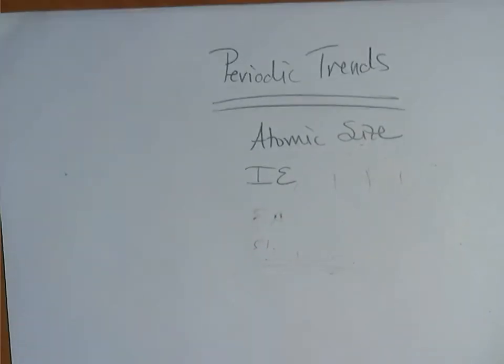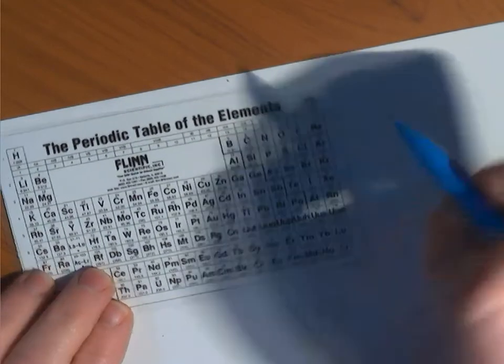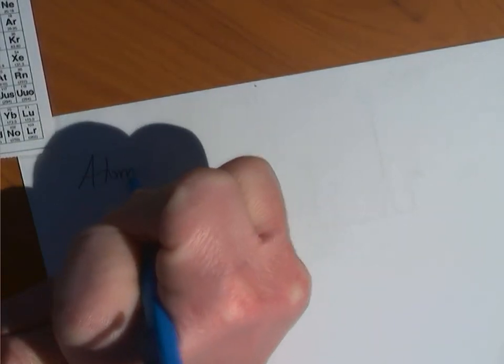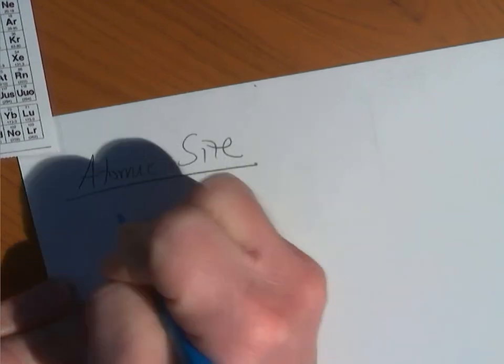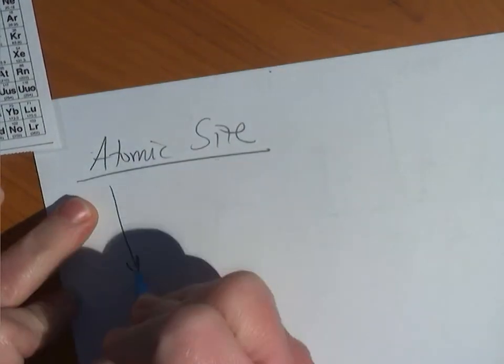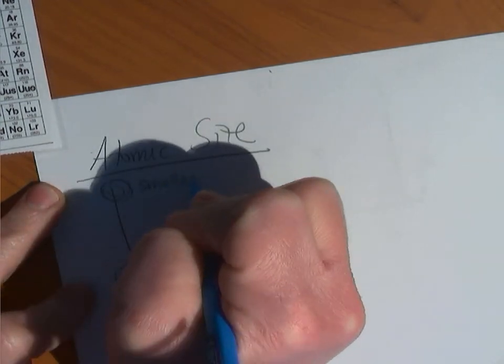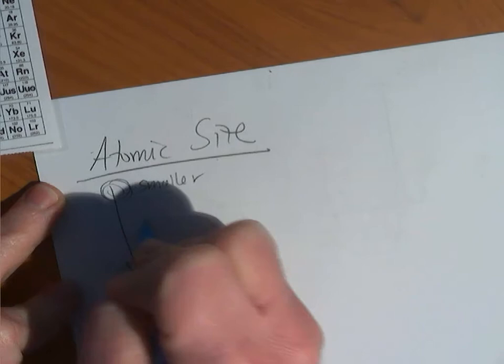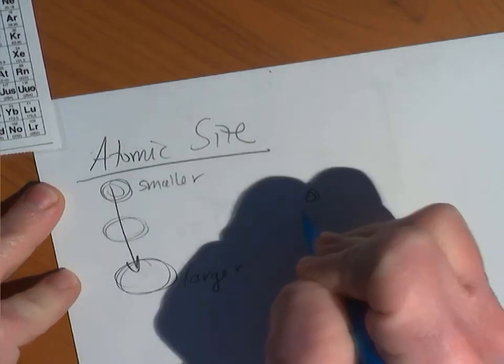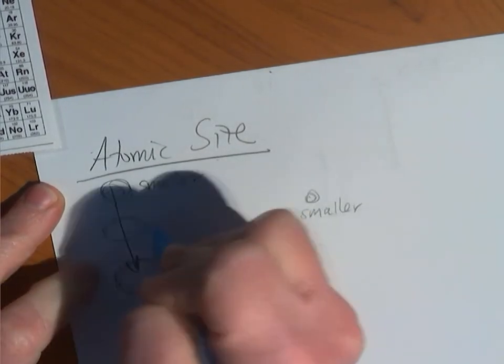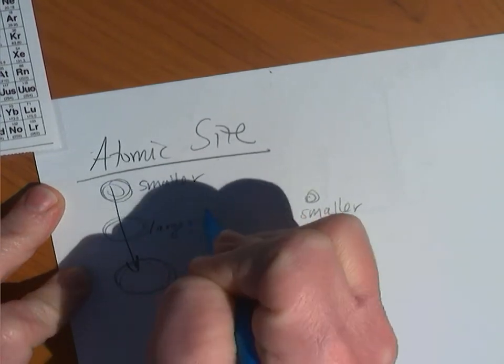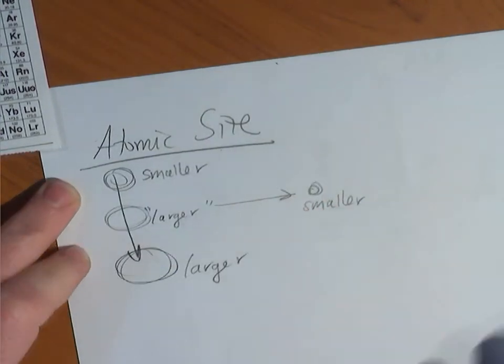Okay, atomic size. So we know as we proceed down the periodic table, our atoms get larger. However, from left to right, our atoms get smaller. And why is that? All right. So as we go from top to bottom, we get larger. And as we go from left to right, we get smaller. Okay, but of course, why is that?